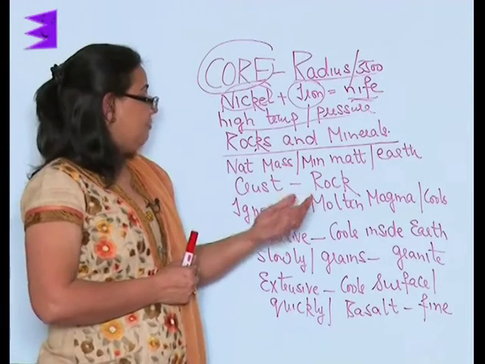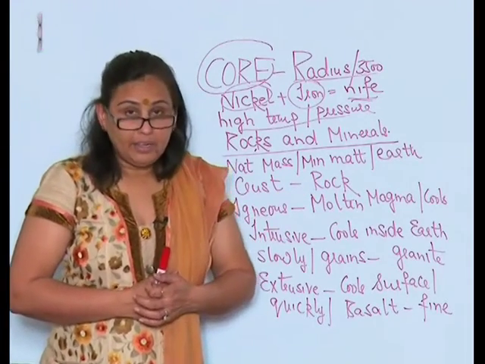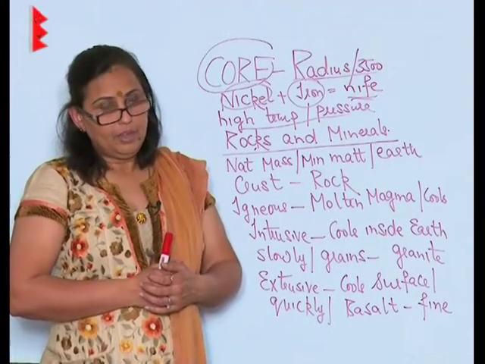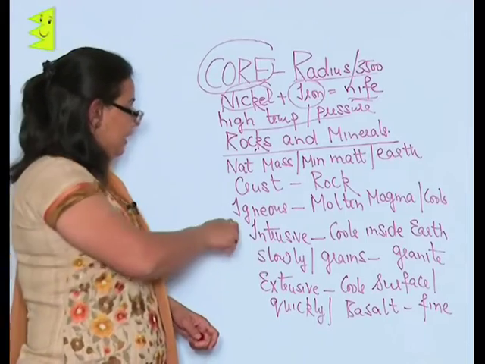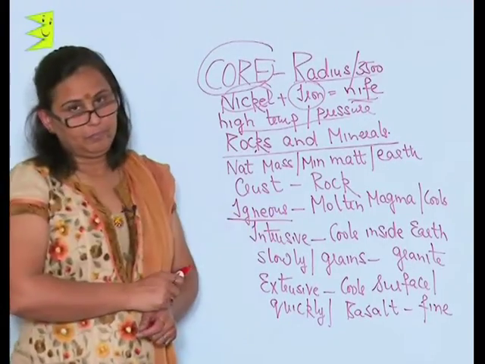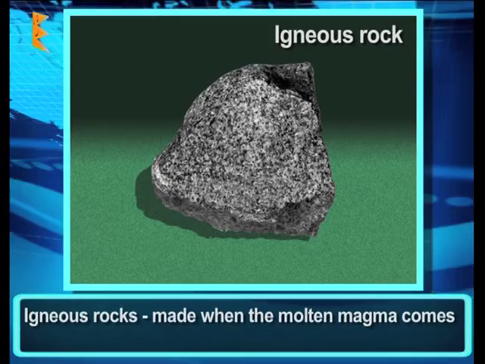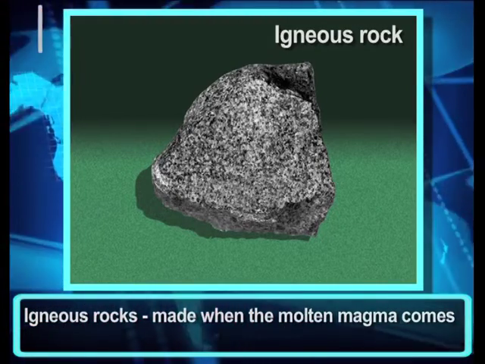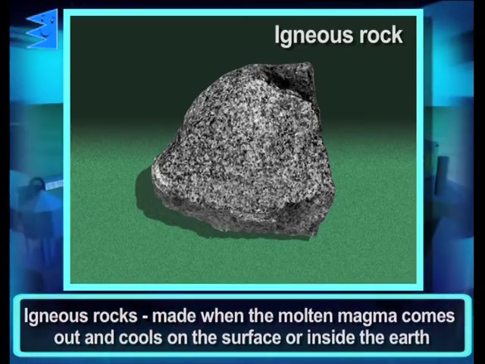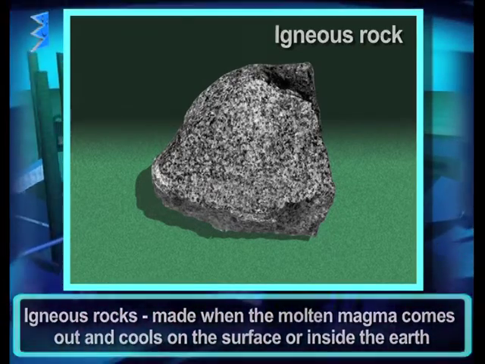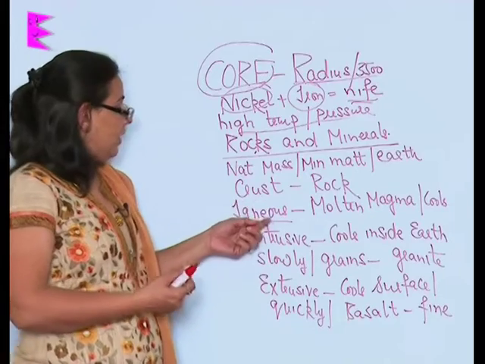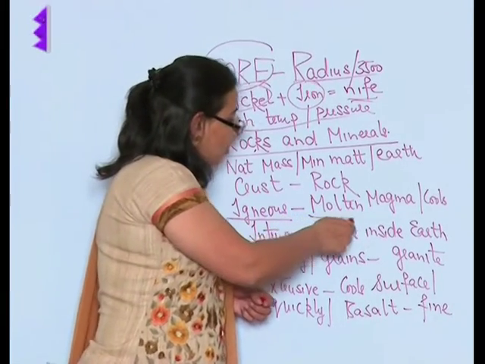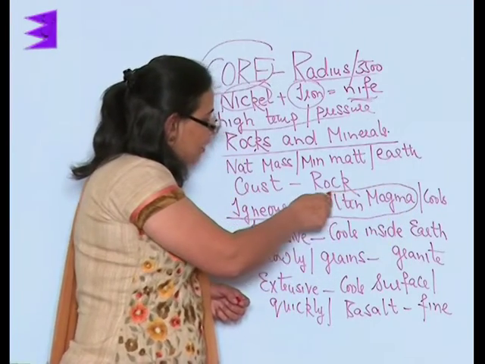Now again we have to see what are the various kinds of rocks and how they are made. First of all, I'll tell you about the igneous rocks. The igneous rock is made when the molten magma comes out suddenly and cools on the surface of the earth or inside the earth. That's called the igneous rock. So you have to remember that igneous rock is first of all made up of molten magma.